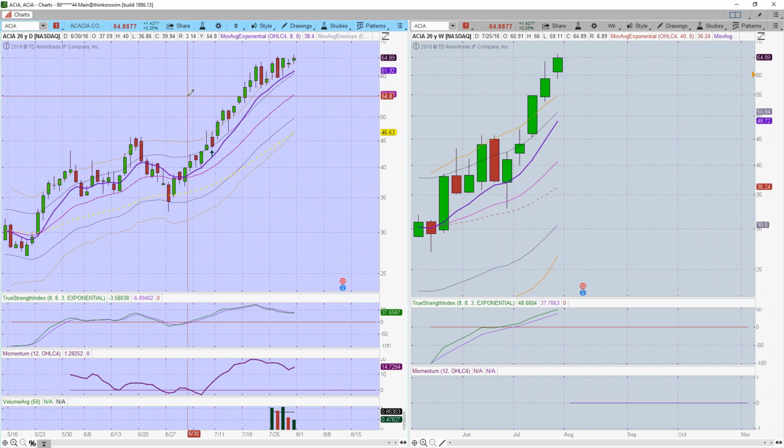What else did we see here, Barry? Yeah, Barry, it has taken off. It has not really come back down to strike the 8-day and certainly not the 20 since it took off. So it appears as if it's got a pretty good level of support down here at the 56.75 level.